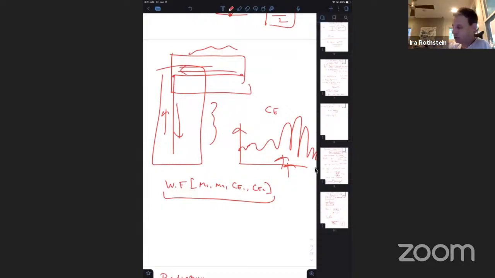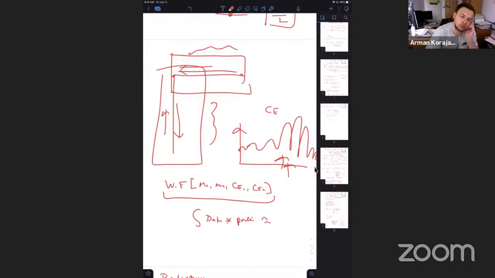So what they do is something called matched filtering, which comes from engineering. You basically convolve the data with the prediction, right? And you see how large the result is. That's like the overlap of the two.